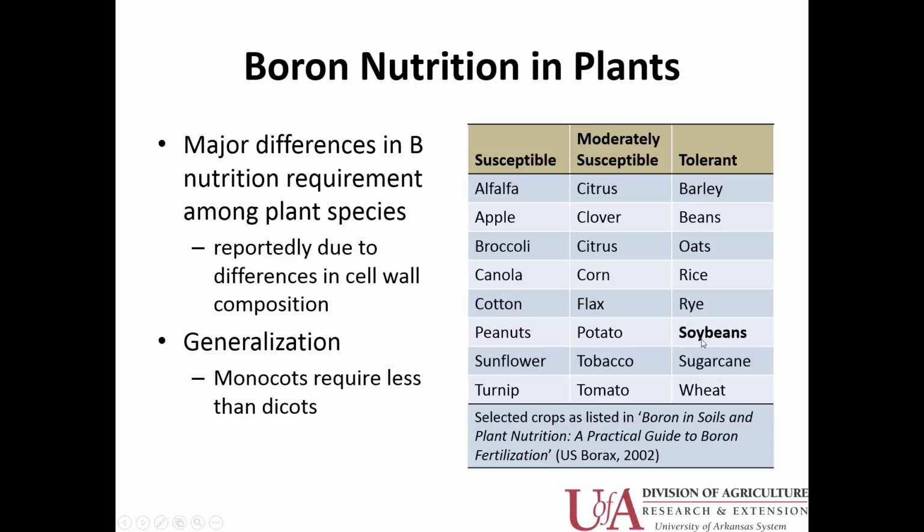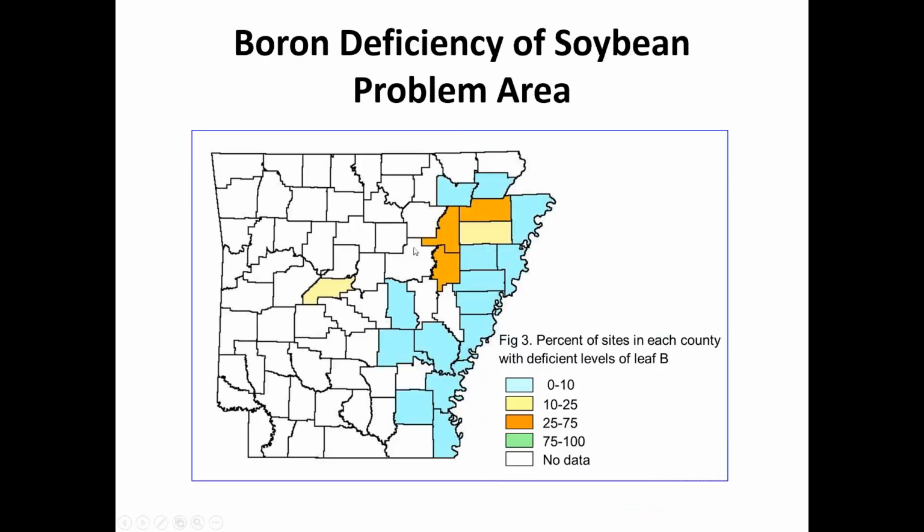Our experience in Arkansas is that, at least with soybeans, this would not be the case. Soybeans and rice are grown in rotation here quite commonly. We do not see boron deficiency in rice, but on those same fields, we can see complete disasters occur if boron is not applied to the soybean crop. So just a little bit of history here for Arkansas.